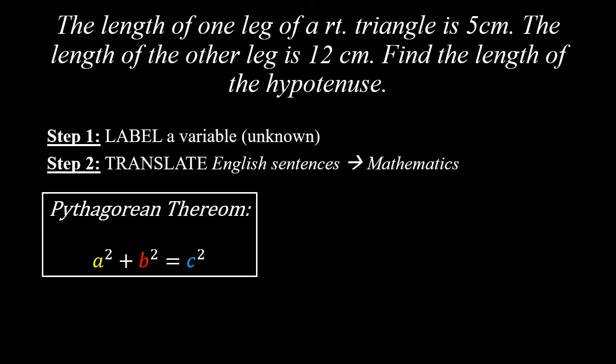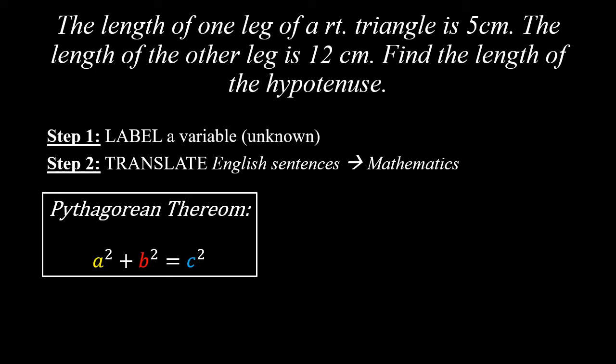Okay, so let's take a look at our new word problem. It says the length of one leg of a triangle is 5 centimeters. The length of the other leg is 12 centimeters. Find the length of the hypotenuse. So with this word problem, you can see it's actually a little bit easier than our first one. We don't have that extra step of having to solve for perimeter, which is really nice. So let's read it 3 times.